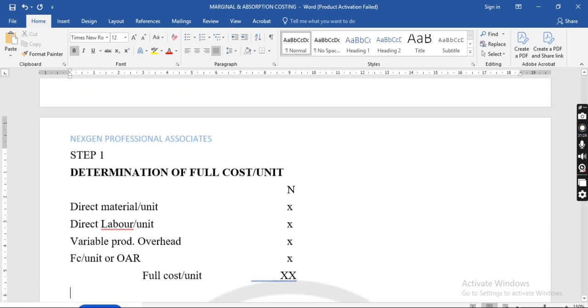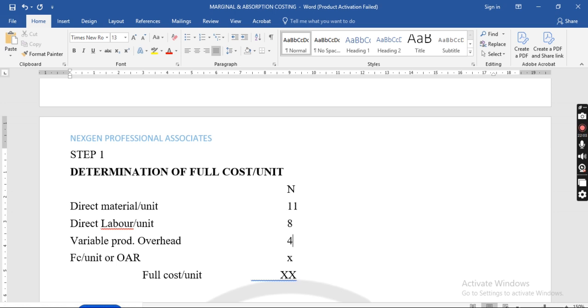So now we have the direct material cost. What is the unit cost of the direct material, class? 11 naira. So what of direct labor? 8 naira. Please check your question again. Okay, variable production overhead. 4 naira. Okay, 4 naira.